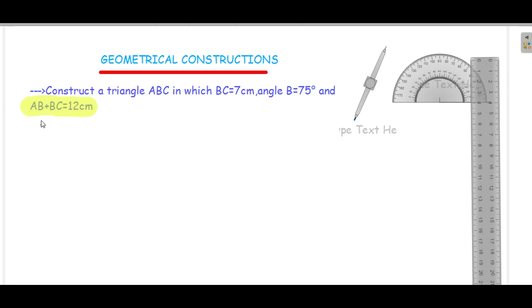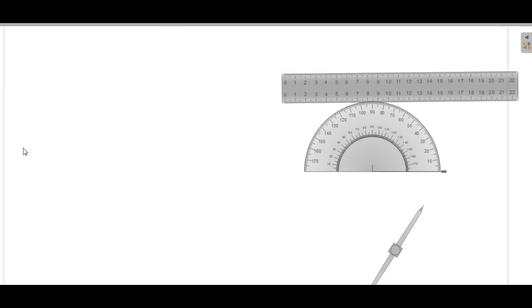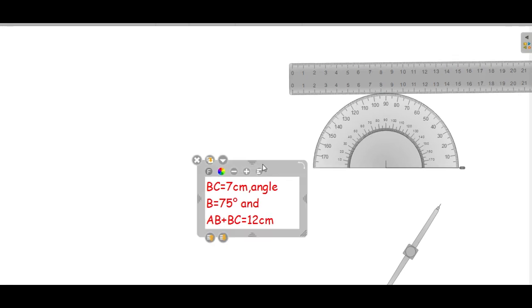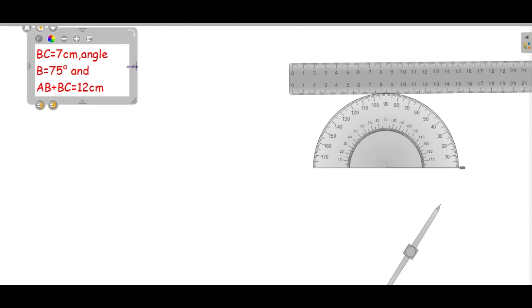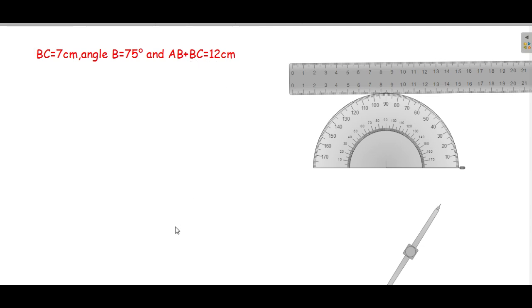As you can see here, AB plus BC is equal to 12 centimeters. The individual lengths of AB and BC are not given. So let us see how we can do that. For that, what were the measurements given? Here the measurements given were BC is equal to 7 centimeters, angle B is equal to 75 degrees and AB plus BC is equal to 12 centimeters.